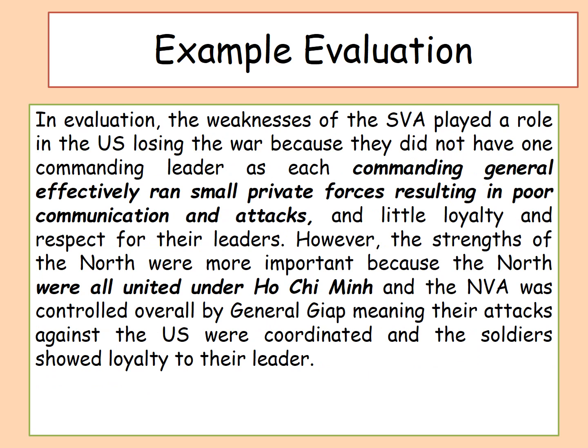Here's another example here of evaluation. So this would be at the end of your paragraph on weaknesses of the South. So in evaluation, the weaknesses of the South Vietnamese army played a role in the US losing the war because they did not have one commanding leader, as each commanding general effectively ran small private forces, resulting in poor communication and attacks and little loyalty and respect for their leaders. However, the strengths of the North were more important because the North were all united under Ho Chi Minh, and the North Vietnamese army was controlled overall by General Giap, meaning their attacks against the US were coordinated and the soldiers showed loyalty to their leader. So again, you've said, well, here's why the weakness of the South Vietnamese army was important, but here's why it isn't as important as the most important factor, which is strengths of the North. So that's a couple of evaluations that you could use, or a framework to use for writing your evaluation.